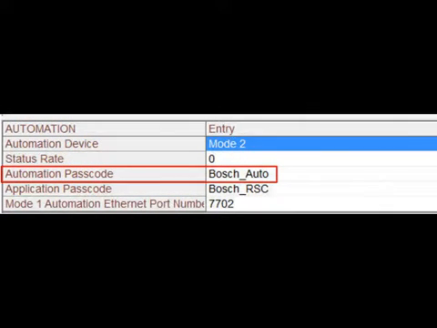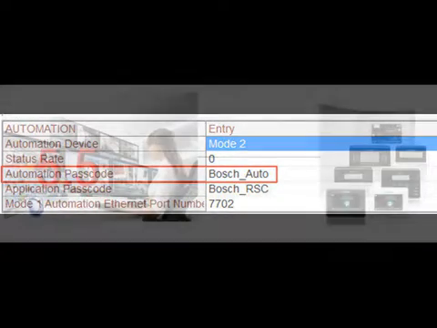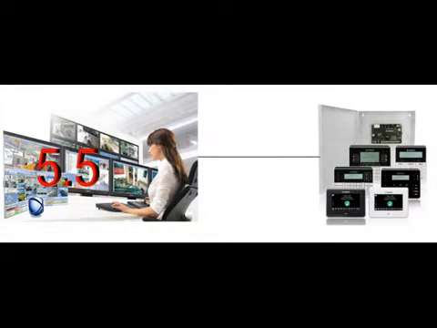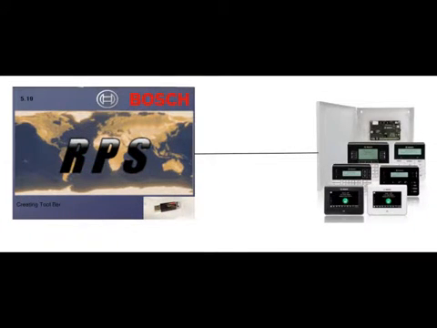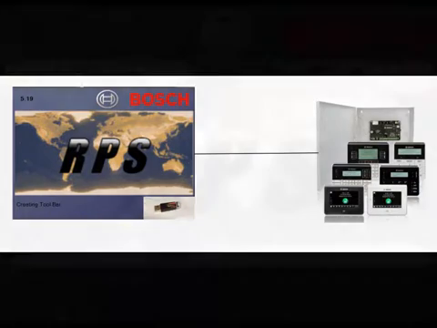Make a note of the automation passcode. If this setting has been changed from default, attempt to use the current setting to establish communications between BVMS and the panel. If modifications to the panel's communication settings need to be made, you must have a valid RPS license dongle and connection via USB cable in order to connect to the panel with RPS.